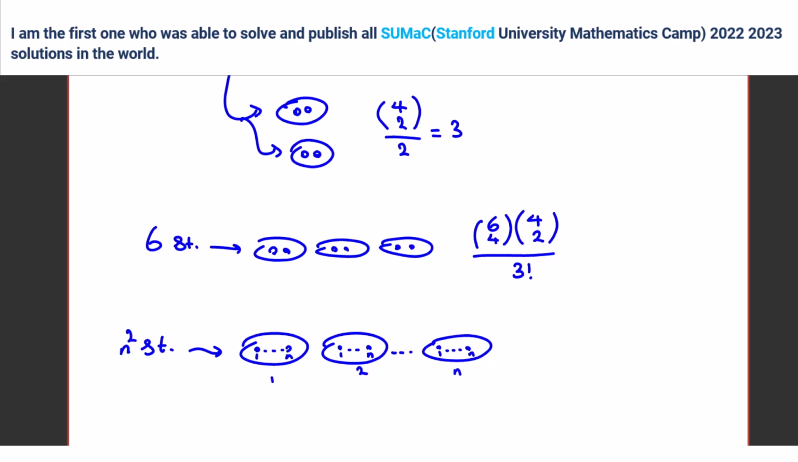I don't know if I'm doing this right. I got n squared factorial over n factorial to the n times n factorial. Can you say it again? It's what over what? n squared factorial divided by n factorial to the n times n factorial. So it will be n factorial to the n plus 1, right?